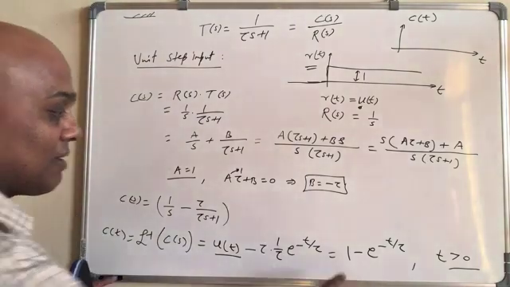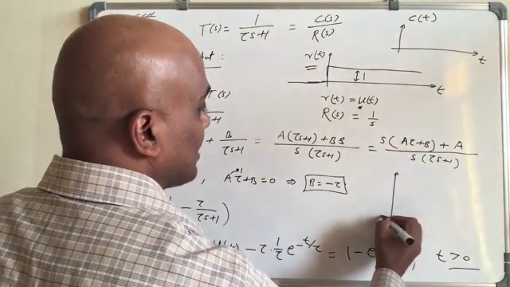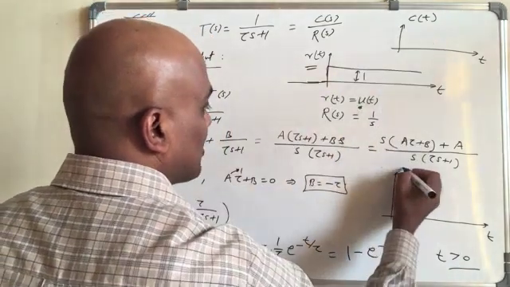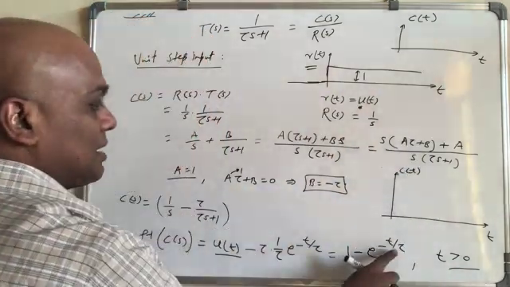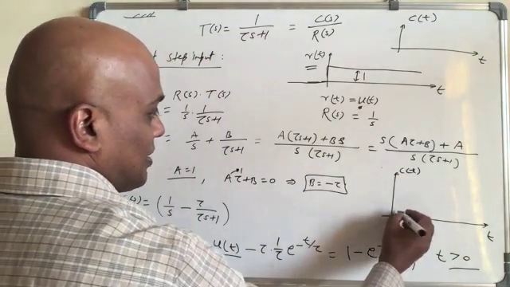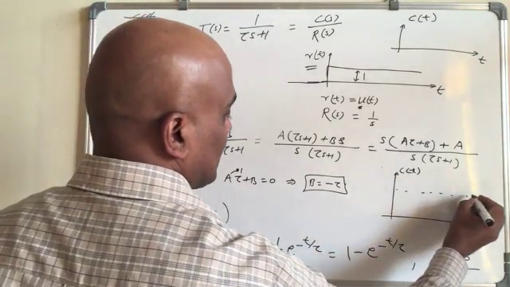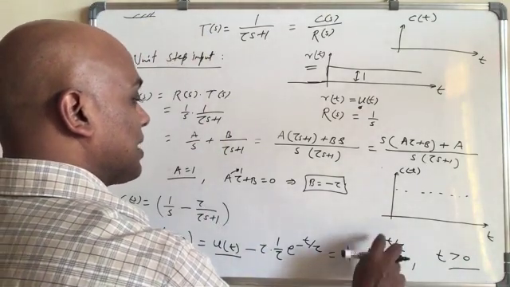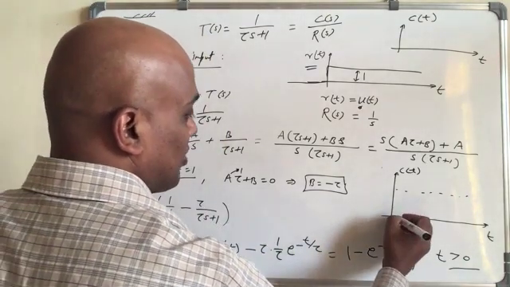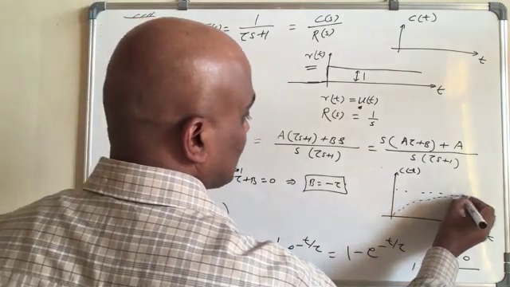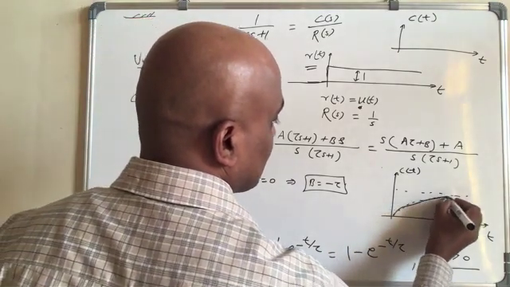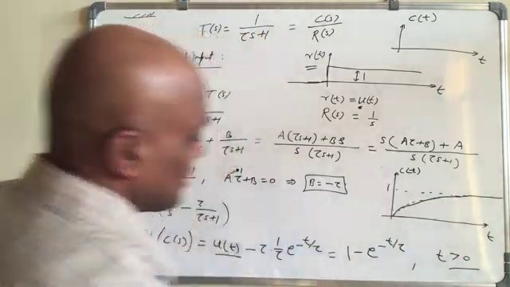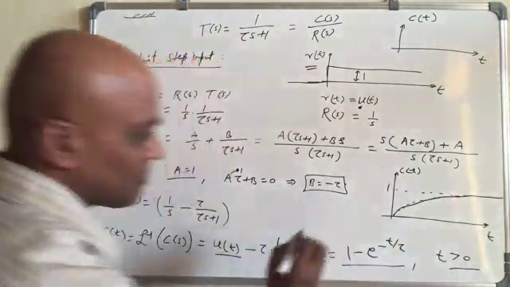So the response, if you plot this one, how does it look? This is c(t) that we are plotting against t. At t equal to 0 you have 0, and at t equal to infinity the exponential term becomes 0, and hence you have 1. So it will go like this, and at 1 it becomes constant.